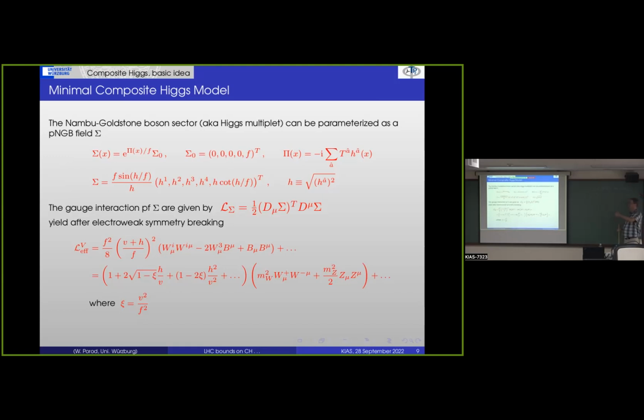So there's one combination, the triplet, which has CP odd, as you need to be able to get the longitudinal components of the vector bosons. But it turns out the singlet here is CP even, as we need for the Higgs boson. Roughly speaking, you can say that the SO(4) gets broken to SO(3). That's this part here, and this is a singlet with respect to the SO(3), and therefore it is CP even.